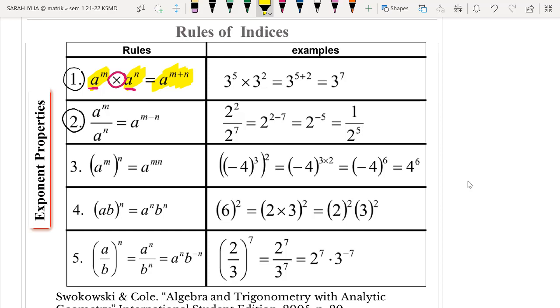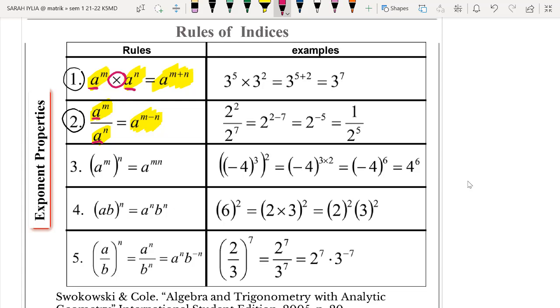Okay, so for the second rule, dia terbalik. Dia tadi kalau itu darab, sekarang dia bahagi, division. If we have A to the power of M, same base, A to the power of N, if we divide it, what happens to our power? Kita kena tolakkan kuasa tu. Ingat lagi sekali, saya highlight syarat dia, base dia mesti sama. Okay, so for example here, 2 squared divided by 2 to the power of 7. So, kuasa tu 2 tolak 7, dapatlah negative 5. Or we can rewrite it as 1 over 2 to the power of 5.